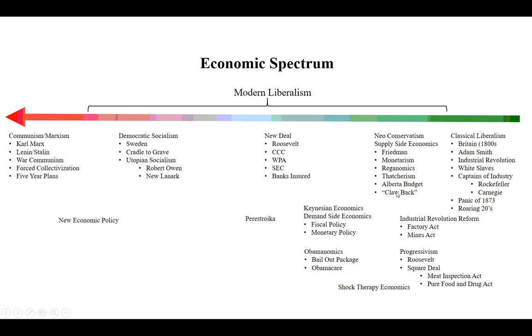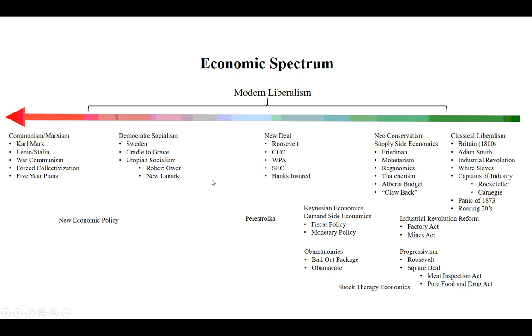So maybe an argument built around Keynesian economics. Maybe the whole argument's defending modern liberalism, and Keynesian economics would be piece of evidence number one. Evidence number two might be neoconservatism. Evidence number three might be the New Deal. That is completely up to you.